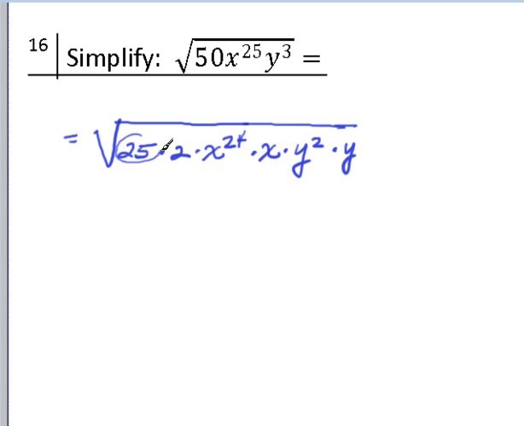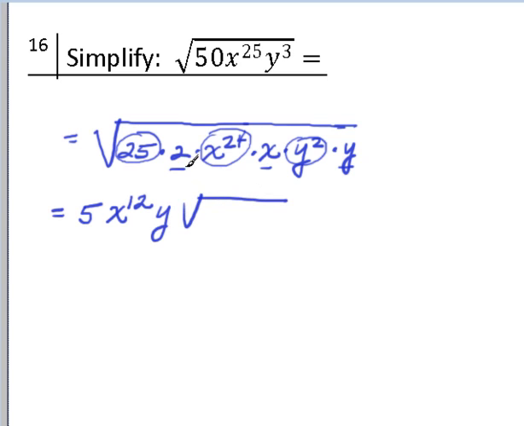Let me just circle the perfect squares here, here, and here. These come out, and 2xy stays in. All right, 25, the square root is 5. The square root of x to the 24 is x to the 12. The square root of y squared is y. Then underneath the radical, we're left with 2xy.